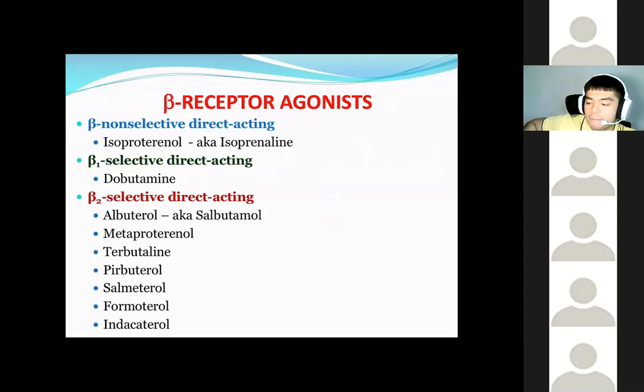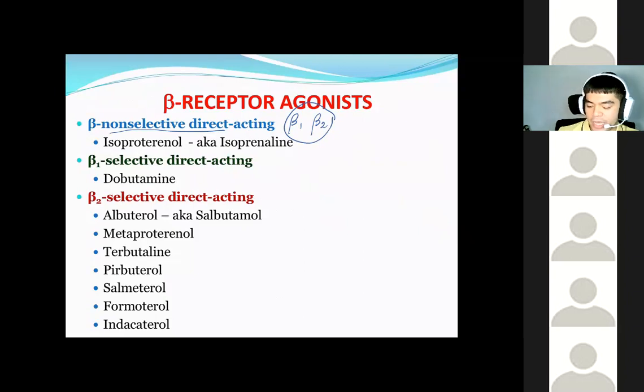Moving on are the beta agonists. Okay? So regarding beta agonists, guys, we have several agents. Number one, for non-selective beta agonists, this is isoproterenol. Isoproterenol can activate both beta-1 and beta-2 receptors. Okay? So example is isoproterenol, also known as isoprenaline.